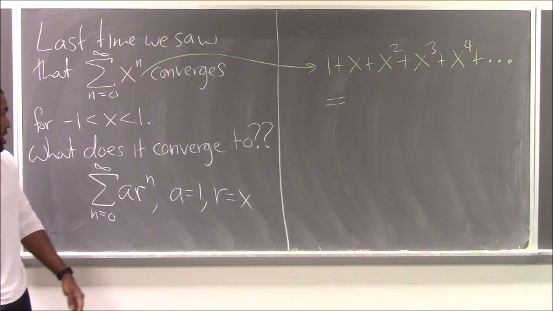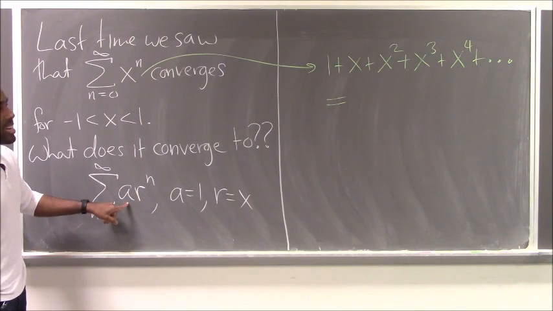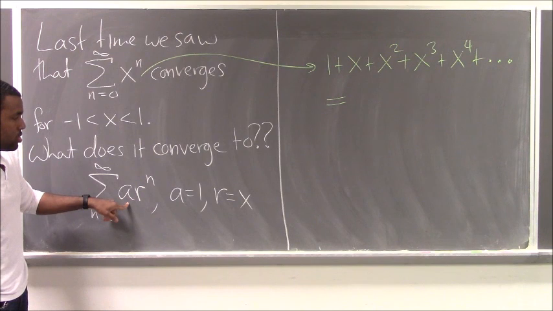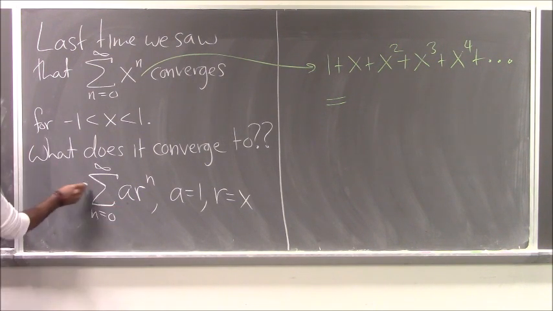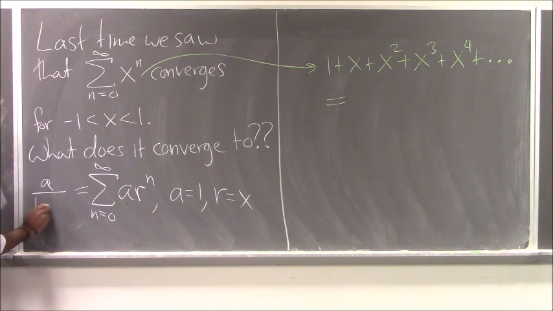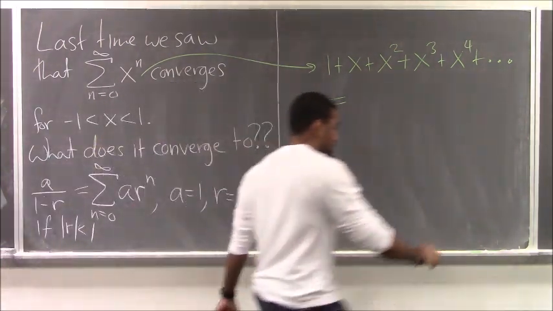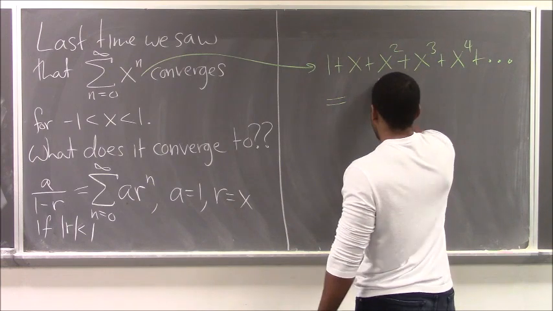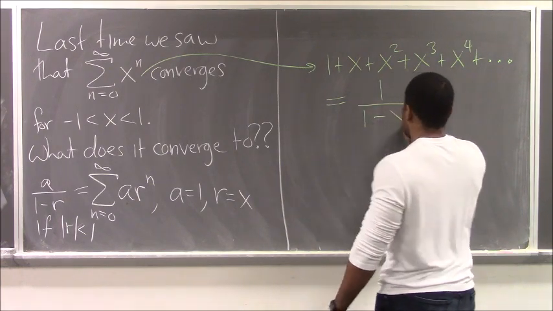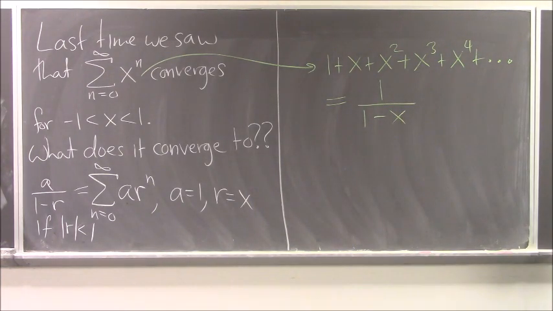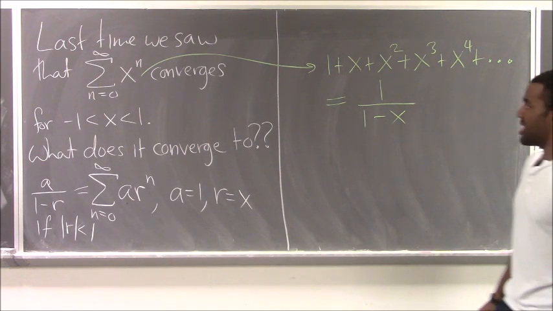And we know that this guy converges when your r is less than 1 in absolute value, and it converges to a over 1 minus r, if the absolute value of r is less than 1. So, yeah, because it's a geometric series, this guy adds up to a over 1 minus r. It adds up to 1 over 1 minus x.